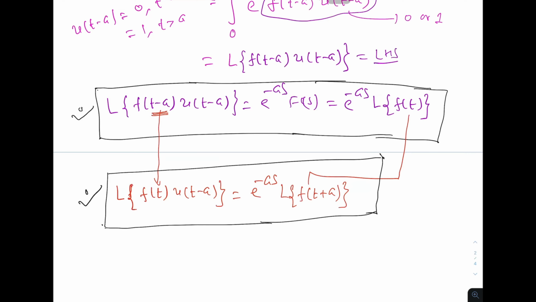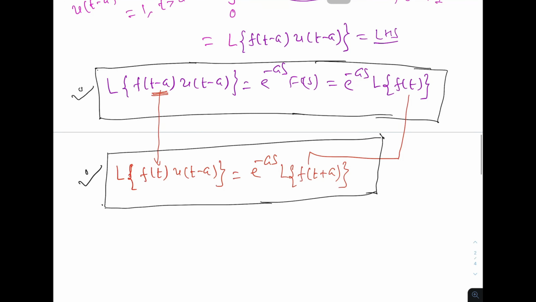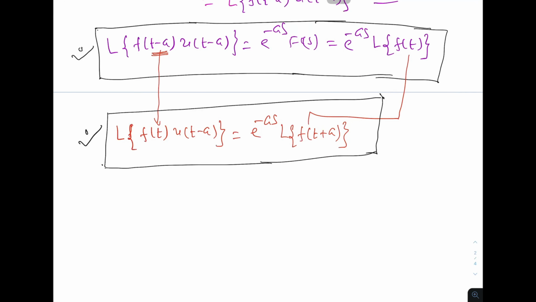And let us solve one example first of all, where we can use both the results. So let us solve the example. Find Laplace transformation of e to the power 3t minus 2 u of t minus 2.